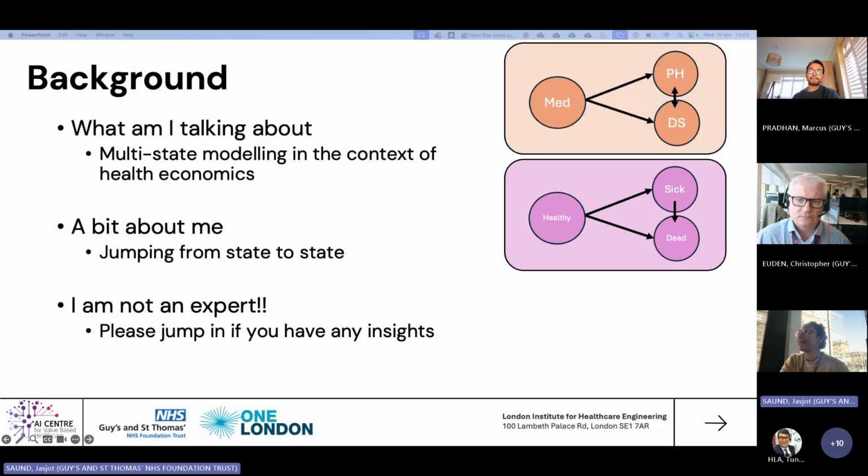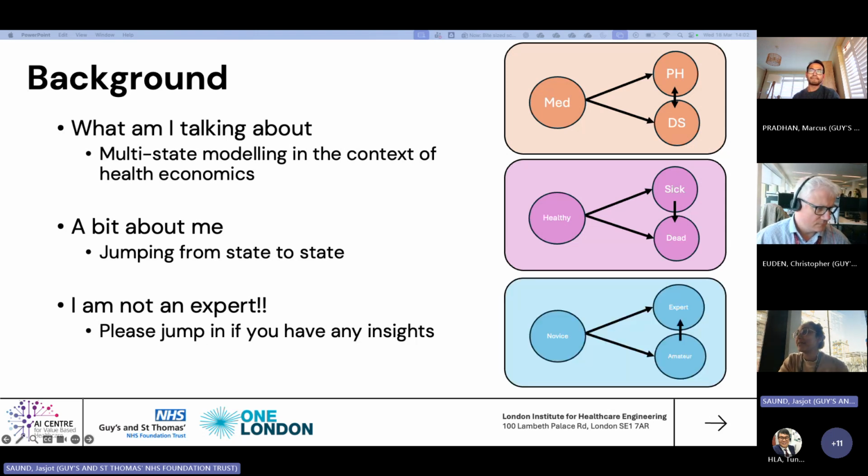And there are some more Markov models that depict my transition through different parts of medicine, and my transition through learning about health economics.